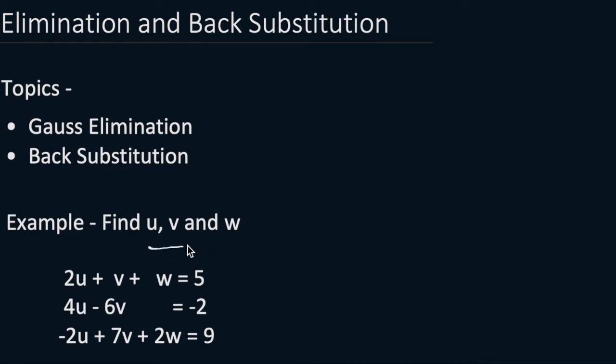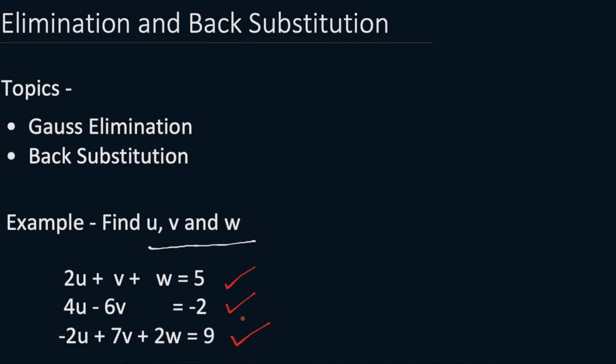We need to find u, v and w. Our first equation is 2u plus v plus w equals 5. Second is 4u minus 6v equals minus 2. Third is minus 2u plus 7v plus 2w equals 9.